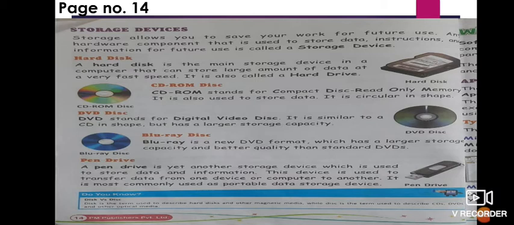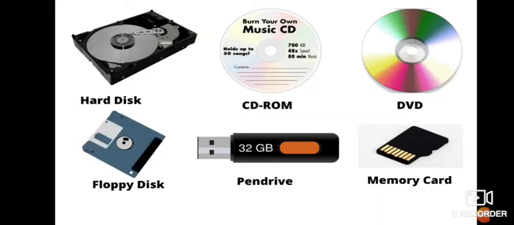Okay. So first one is hard disk. Hard disk is the main storage device in a computer that can store a large amount of data at a very fast speed. And it is also known as hard drive. Next is CD-ROM. CD-ROM is circular in shape and it stands for compact disk read-only memory. We can use this also to store data.